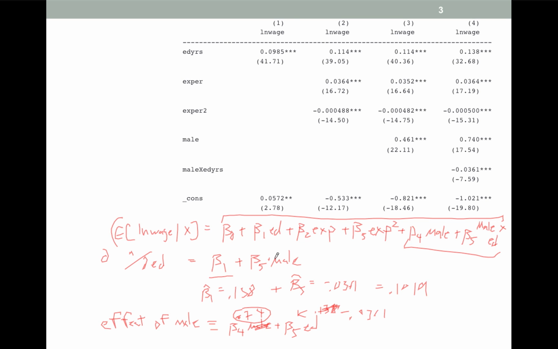All right, so let me stop there. We've looked at logged dependent variables. We've looked at dummy independent variables, continuous independent variables, quadratic terms, and interactions. So you should now be ready to tackle and interpret basic regression tables on your own.